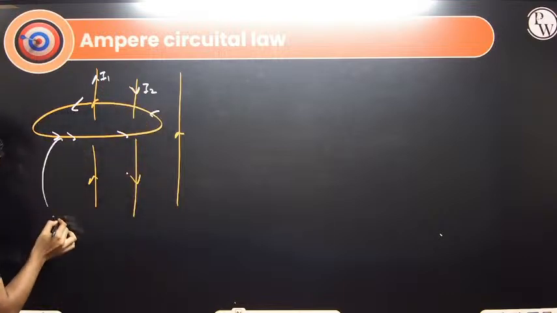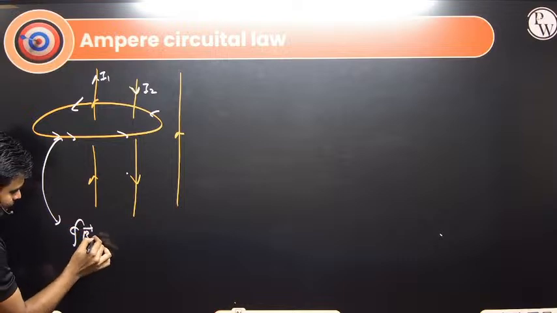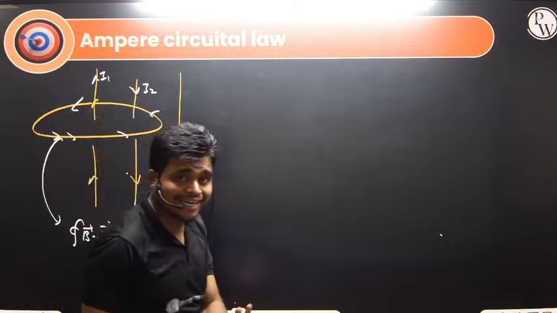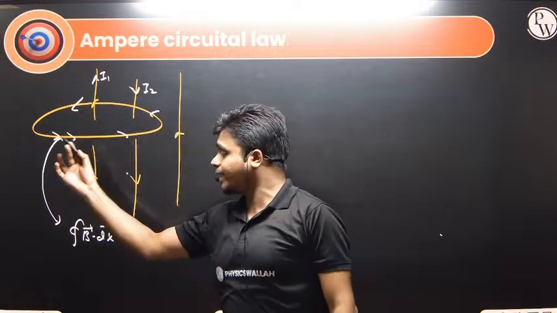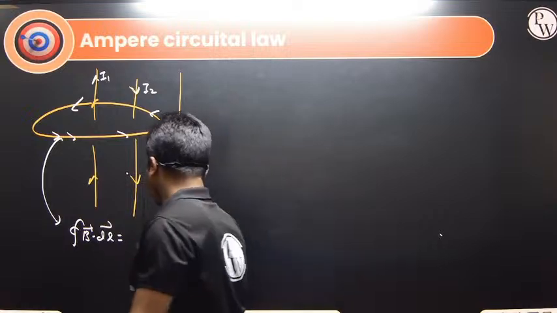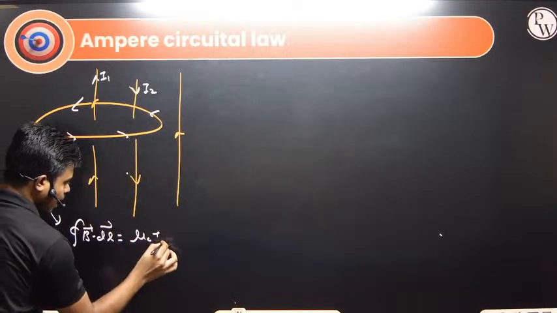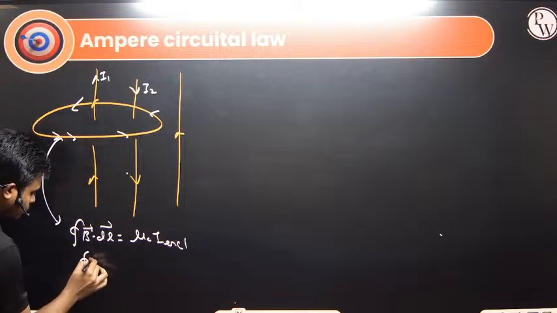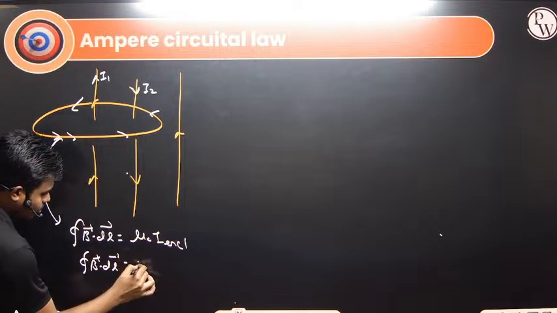So what is this? The integration of B dot dl, that is the line integral of the magnetic field over the complete length of the loop, is equal to mu naught times I enclosed by it. So this integration of B dot dl equals mu naught times I enclosed.